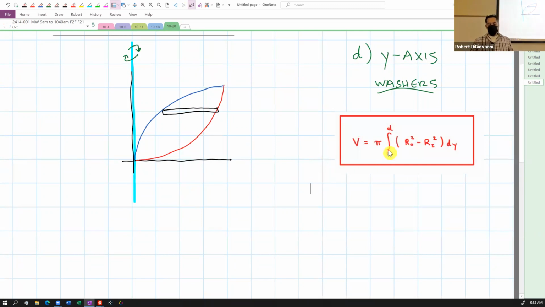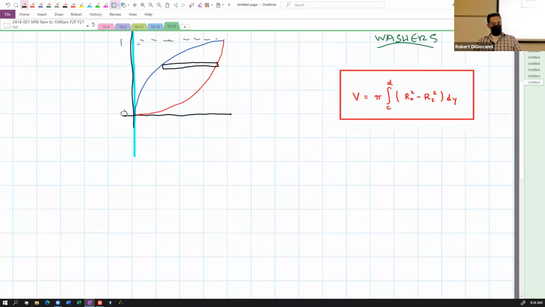So we need C and D. We have C and D, right? That's still the same, 0 and 1. We still have those. 1 here and then 0 here. So we got that. We need the outer radius and the inner radius. So this is where I told you last time, what I like to do is I like to kind of take this y-axis, move it down, draw your rectangle.